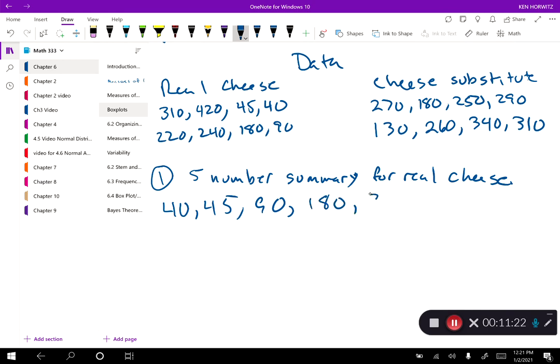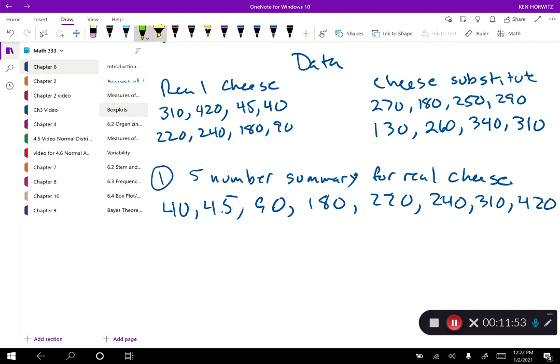$180, $220, $240, $310, and $420. Now, if I'm going to count these real quick, I got 1, 2, 3, 4, 5, 6, 7, 8. I think this may be the first time that I have an even amount of data in my set. So I'm going to count in from both sides.